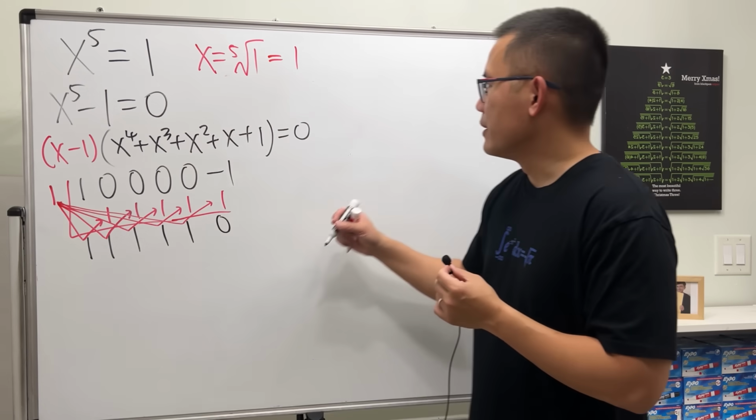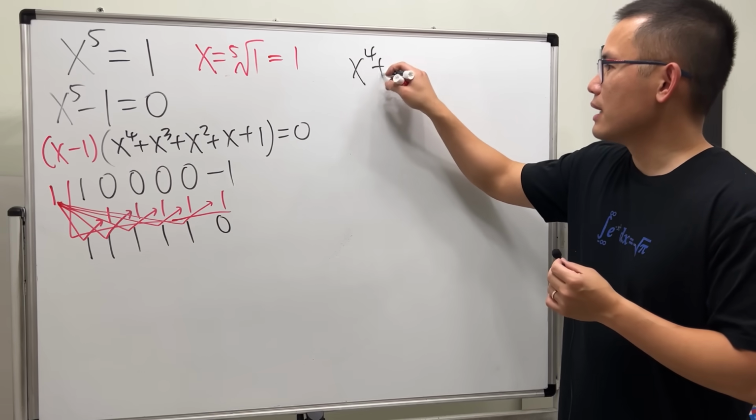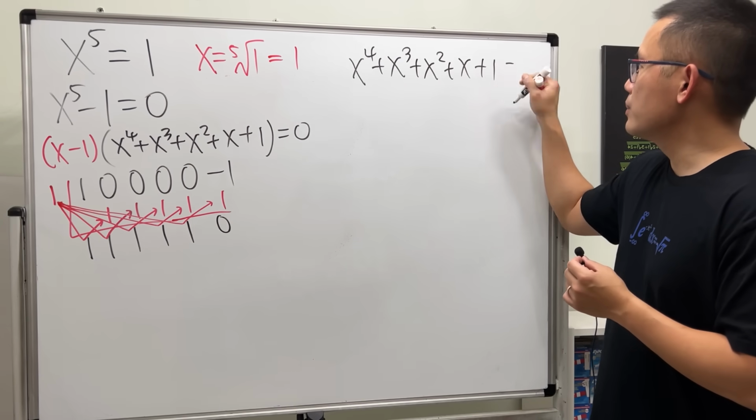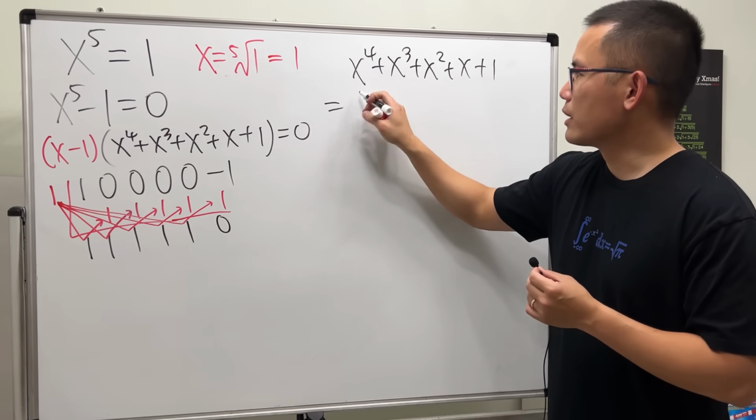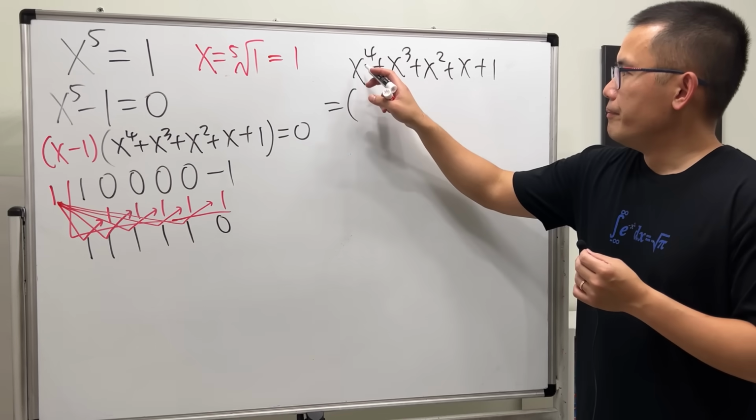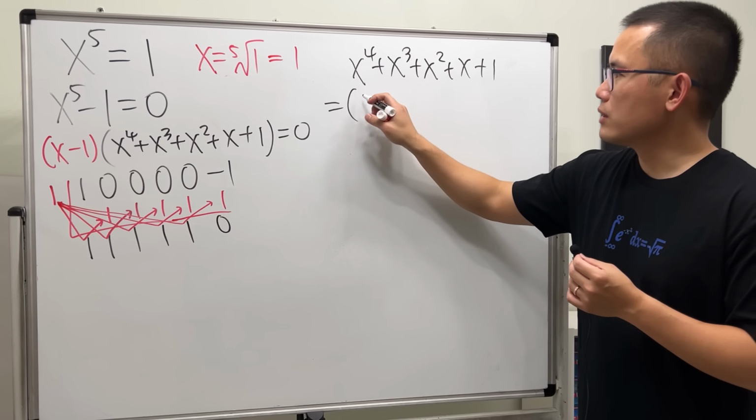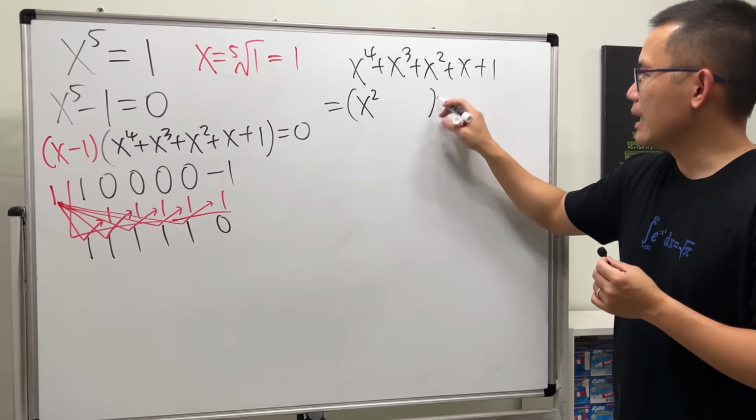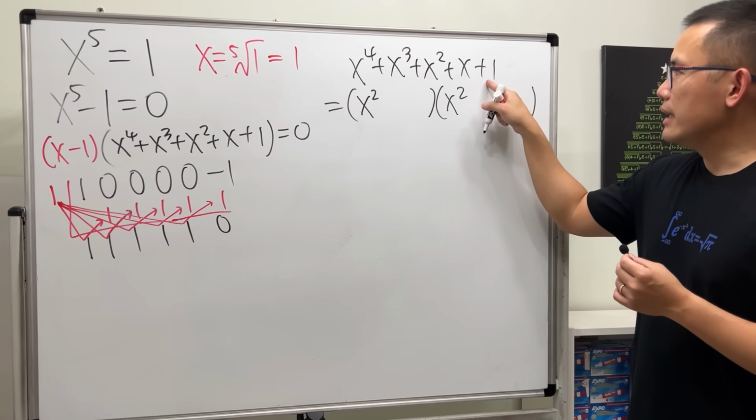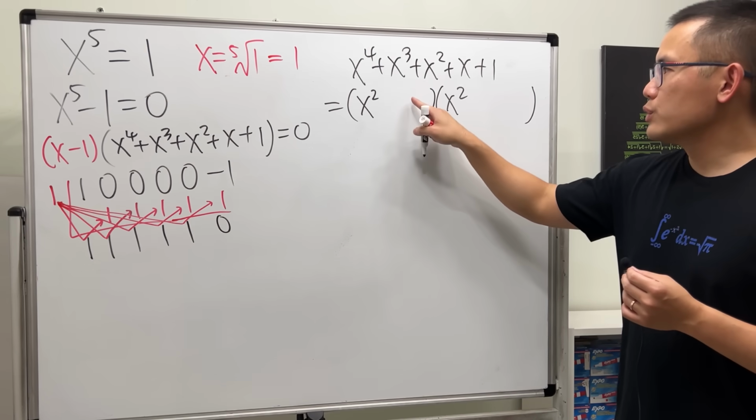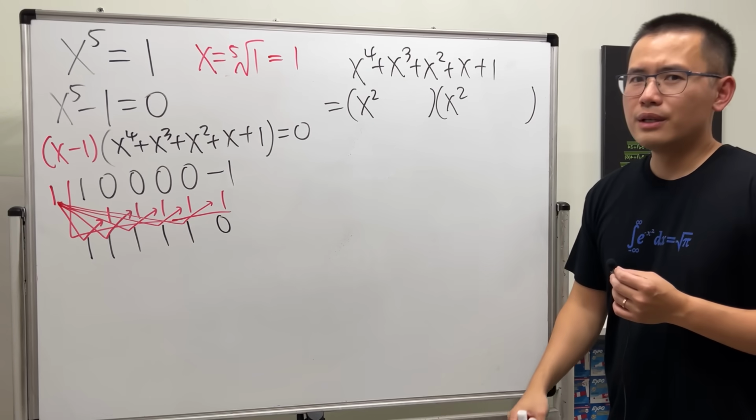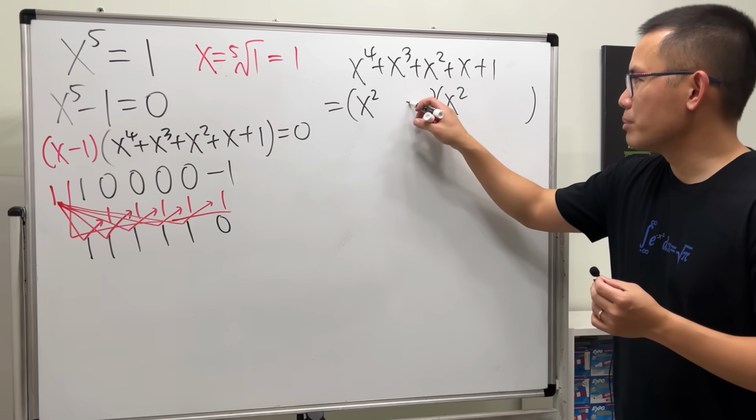So have a look right here. We have x to the fourth plus x cubed plus x squared plus x plus 1. Well, let's just factor it. My goal is to factor it as a product of 2 quadratics. So notice here we have x to the fourth, so I'm just going to have x squared times x squared to give us x to the fourth. And then at the end we have positive 1. Of course we can have negative 1 and negative 1, but as you can see everybody right here is positive. So I'm just going to put down plus 1 plus 1.